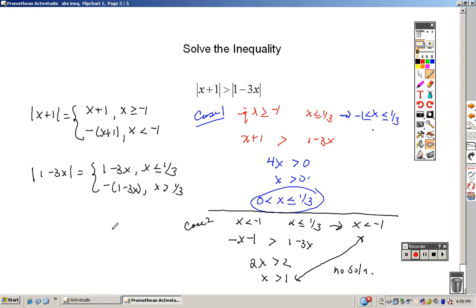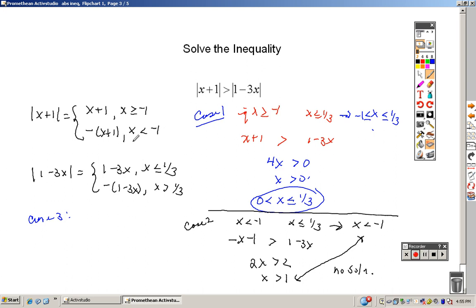All right, let's look at case number 3. So you might think, well, let's see if we could write the negative here with the negative there. So we've done the positive x plus 1 with the positive 1 minus 3x. We've done the negative x plus 1 with the positive 1 minus 3x. Could we do a negative with a negative? We can try. So is it possible to have numbers that are less than negative 1 and at the same time bigger than 1/3? So I'm looking at the condition.